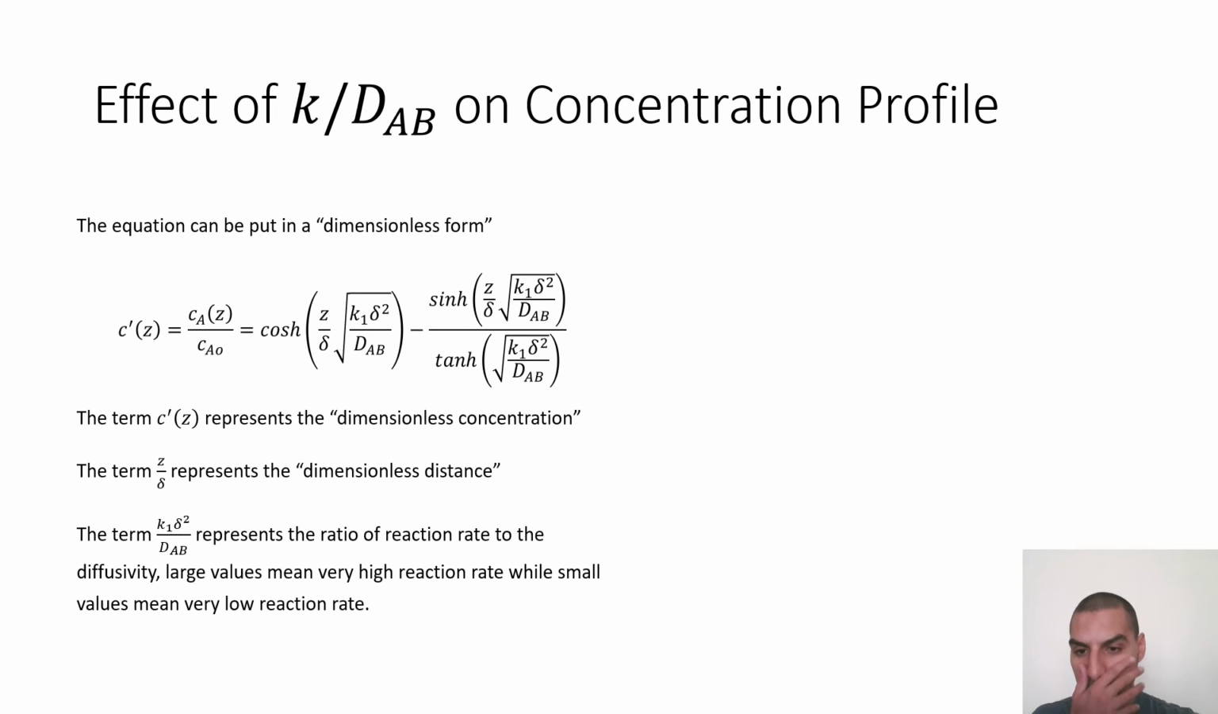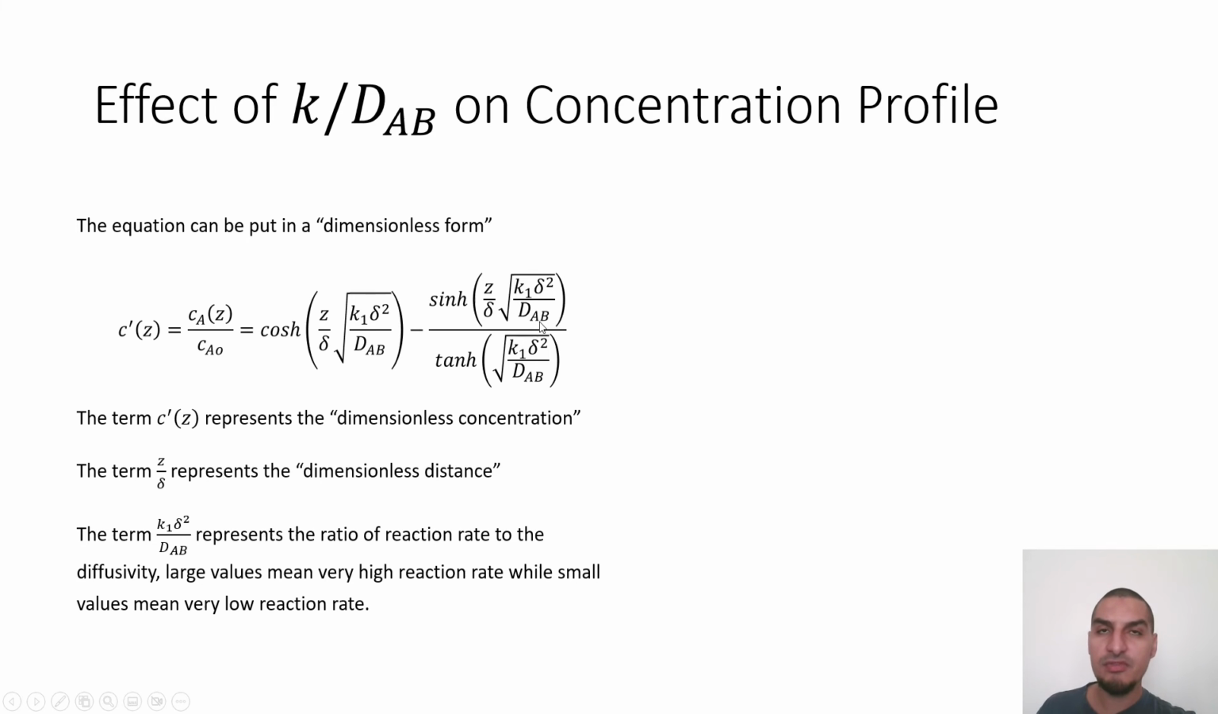So this is what we have here, z over delta, and k delta square over D. So this is dimensionless distance, this is dimensionless concentration, and this will have a value from 0 to 1, which is very good, and z over delta will have a range of 0 to 1, which is also very good. So you have limited axes, from 0 to 1 on the x-axis and 0 to 1 on the y-axis, and then the parameter that we will change is k delta square over D.